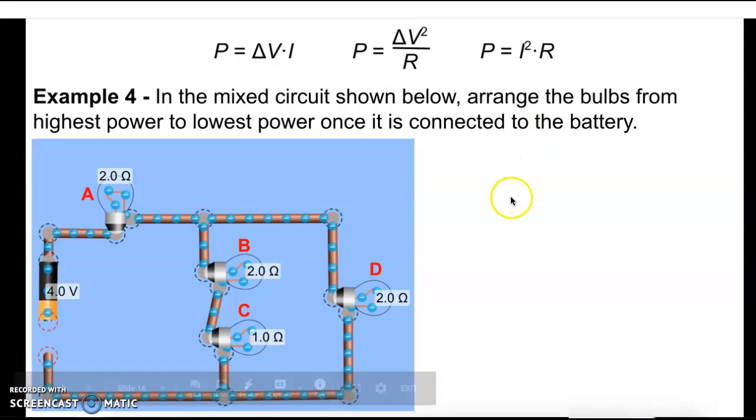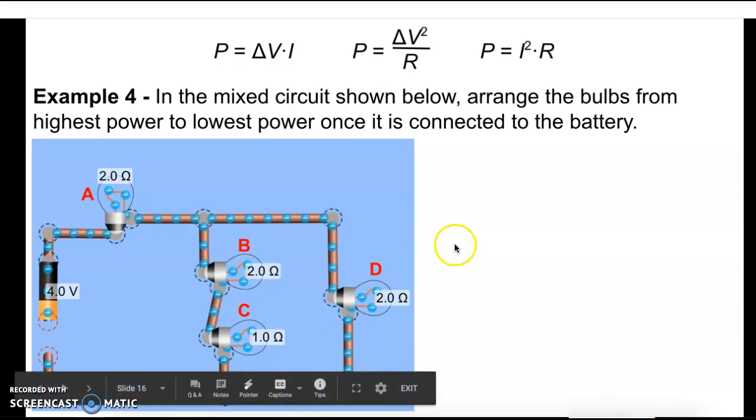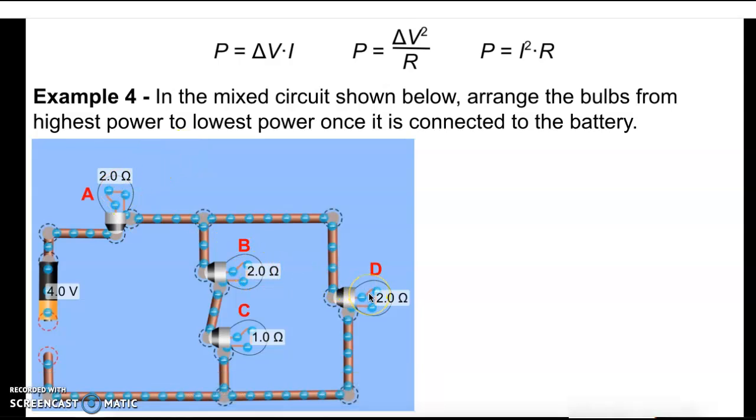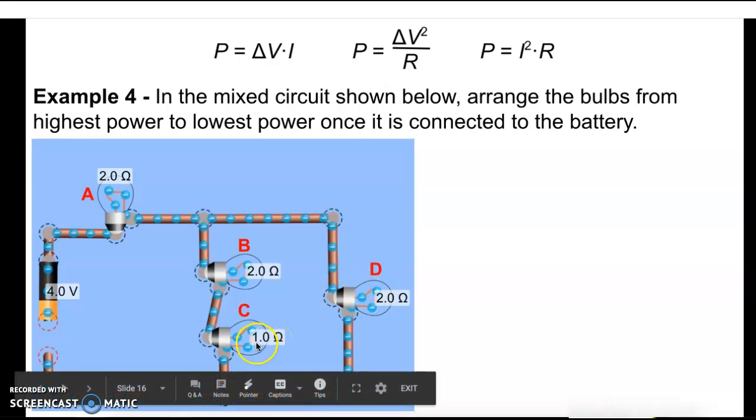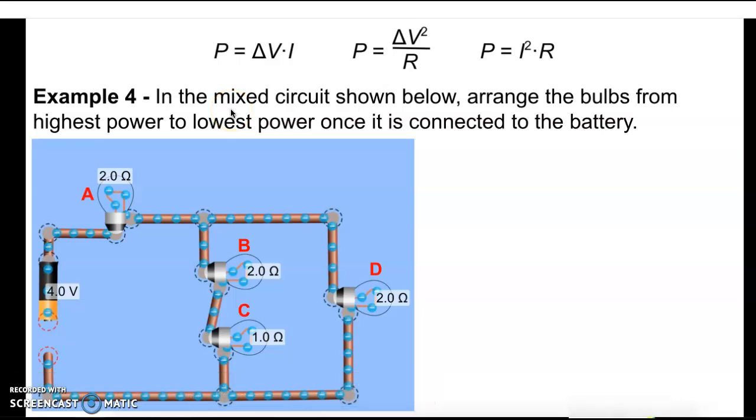And finally, I have this mixed circuit here. So I put in 4 light bulbs, A, B, C, and D. I labeled them. Now A, B, and D, I've made them all 2 ohms. And light bulb C, I made it 1 ohm. So when I hook it up to the battery, the question is asking you to arrange the bulbs from highest power to lowest power once they're connected. Okay, which one's going to be brightest, second brightest, third brightest, fourth brightest?